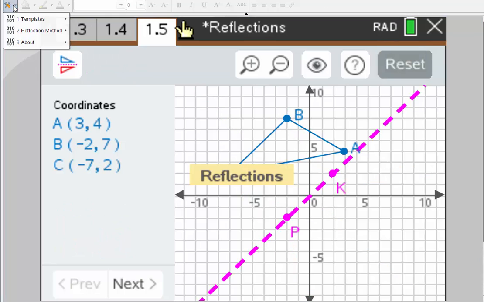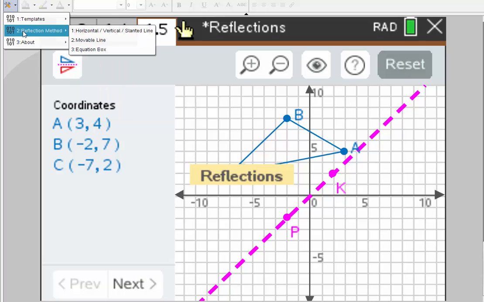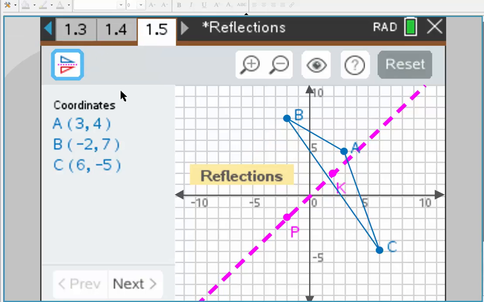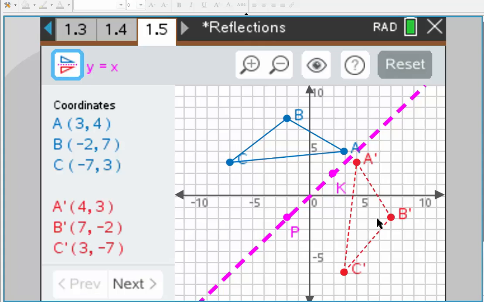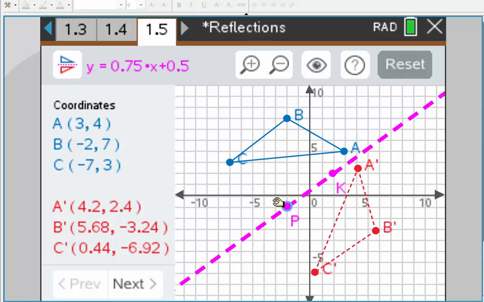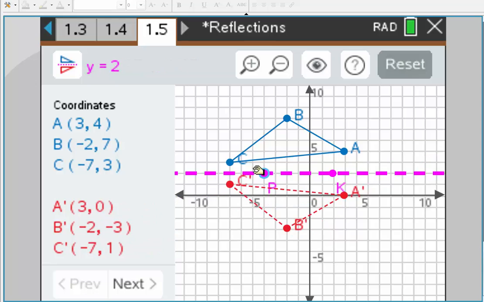Now, there are many other things you can do here, and we're not going to have time to do them all, but I thought it'd be kind of cool to look at the movable line reflection method under the tools. And in this case, what we're going to do is have the line move instead of the triangle, although the triangle still can move. Okay, so I'm going to reflect this about the line y equals x. Not a surprise. But instead of moving the figure, let's move the line. I can grab either P or K and move the line, and you can see how it behaves there.